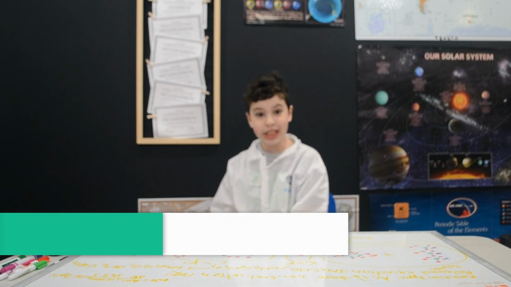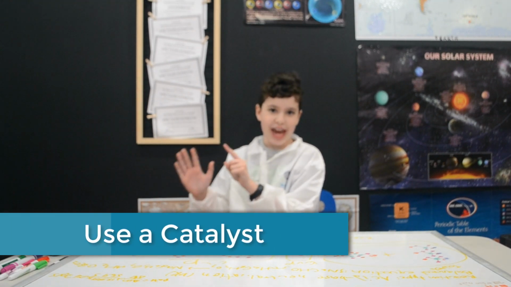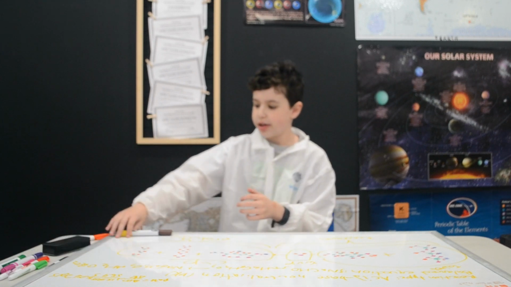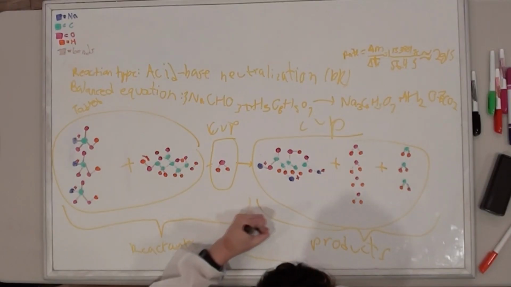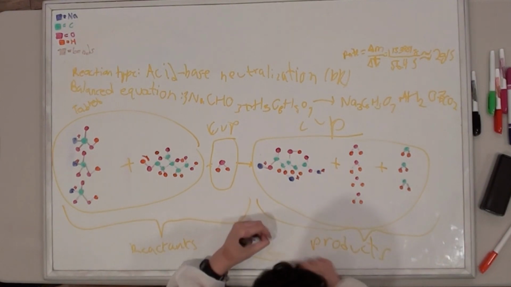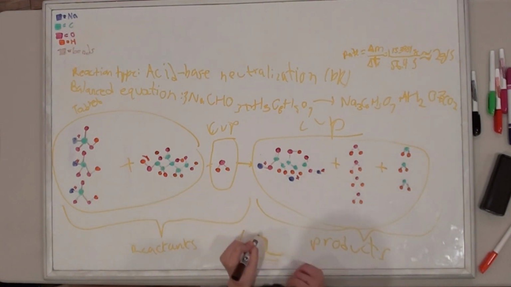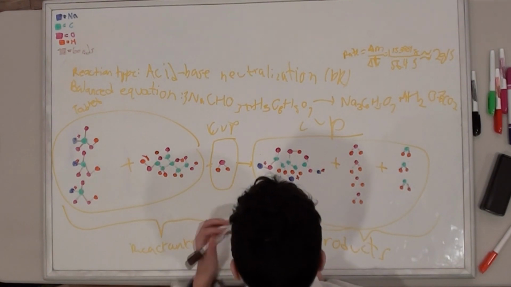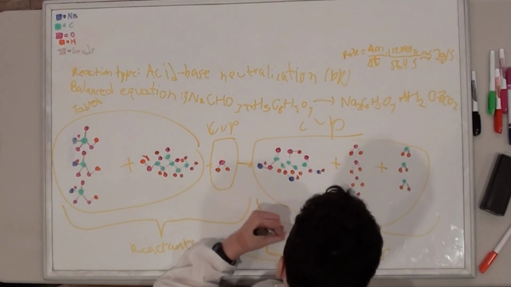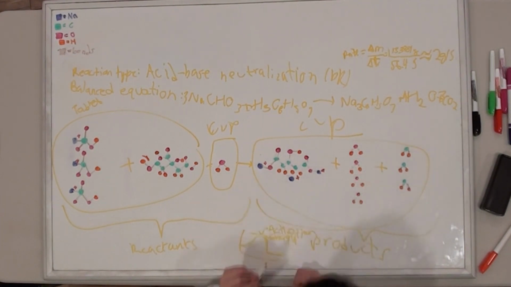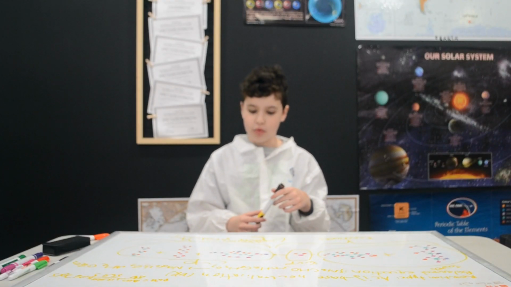Finally, number 6, the presence of a catalyst. The catalyst is something that lowers the activation energy. Activation energy can be shown by the following diagram. This is a chemical reaction. Now, this energy is needed to form an activated complex, which is the middle of the reaction. This energy is the activation energy. The activation energy is the energy needed for an activated complex to form.